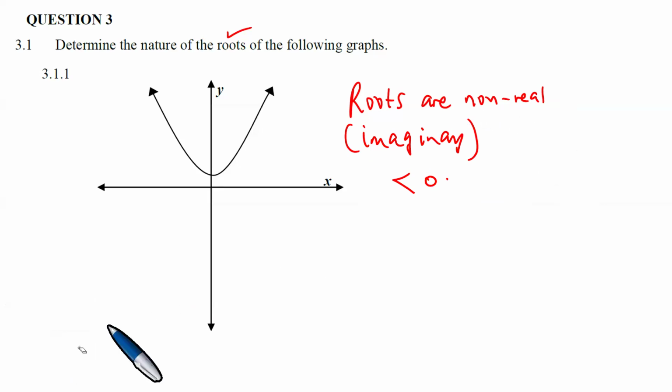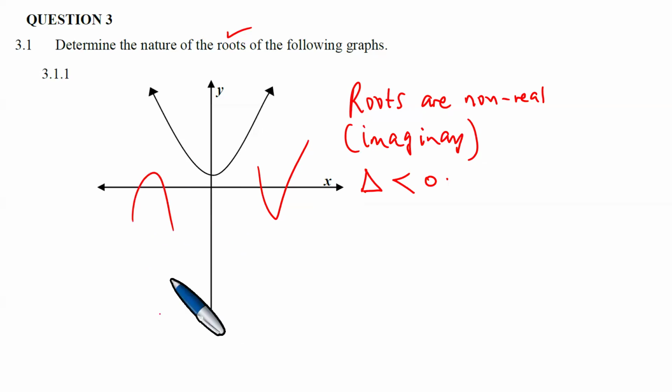Why are the roots non-real, Tando? Another student might not understand why the roots are non-real when the graph is like this. How do you see? The graph does not touch the x-axis. It means that this graph does not have real roots. If it had real roots, it would cut the axis, either face up or down. But if it is either that way or this way, it means that you have non-real roots.